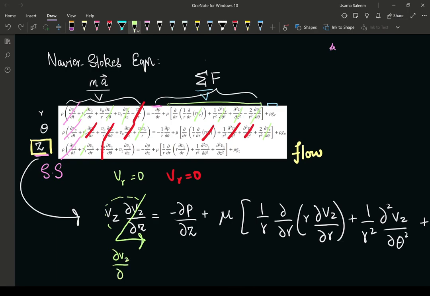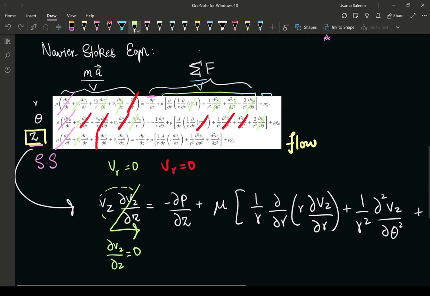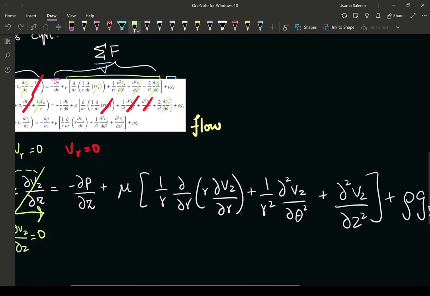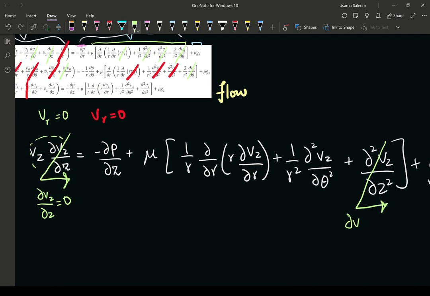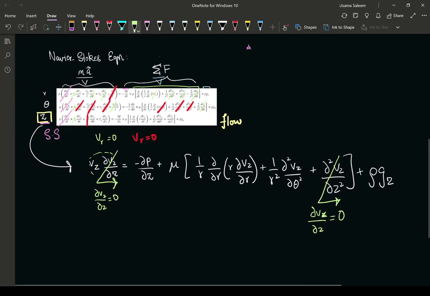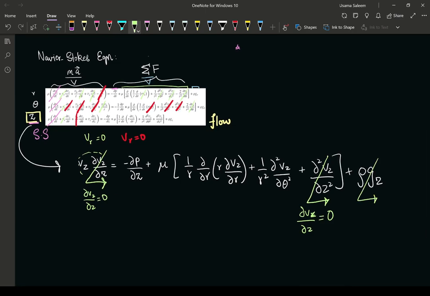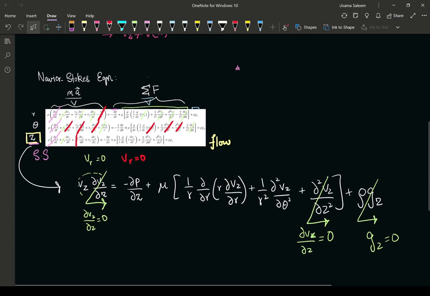Make sure you're reasoning out before canceling every term. All right, what else? Oh, and this is also gonna go away because the derivative of vz with respect to z is 0. And we don't have gravity in the z direction. All right. What about this term?